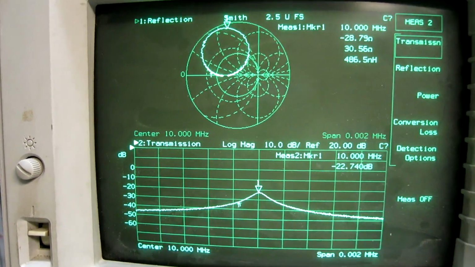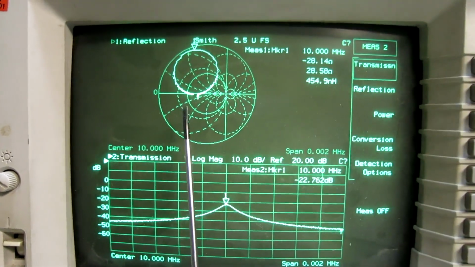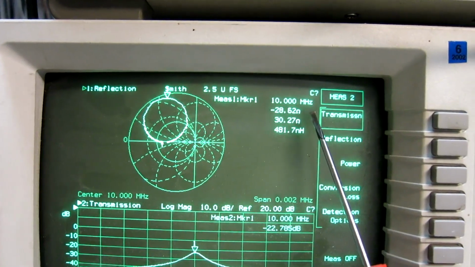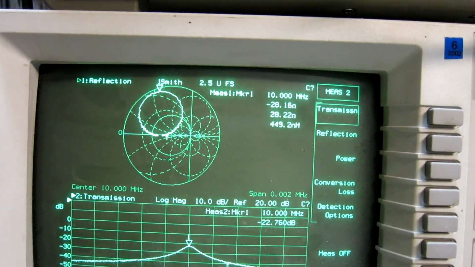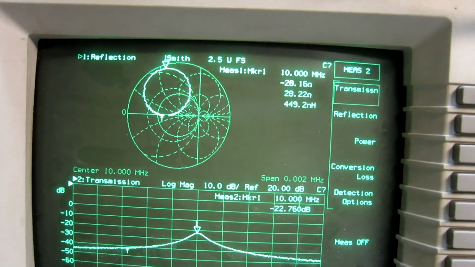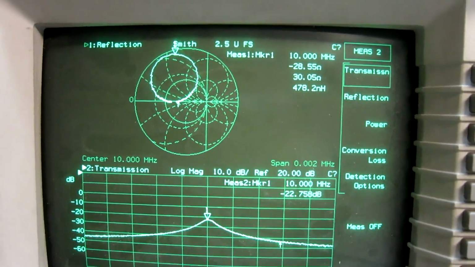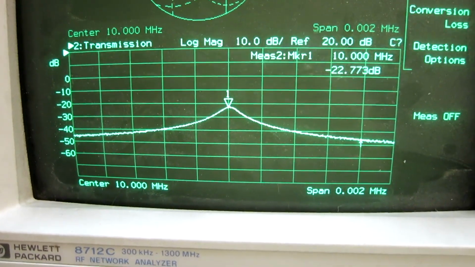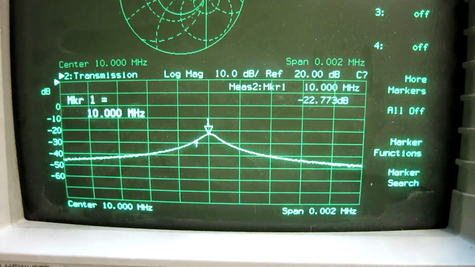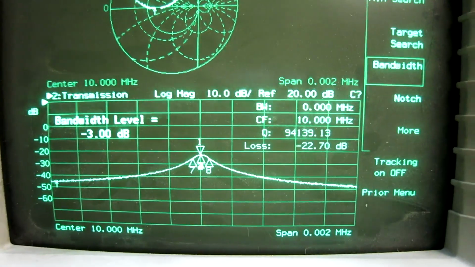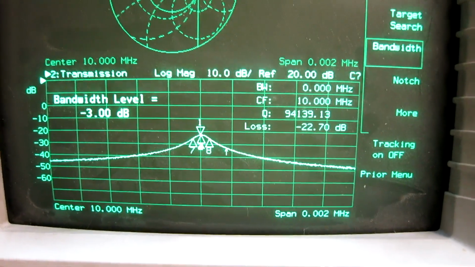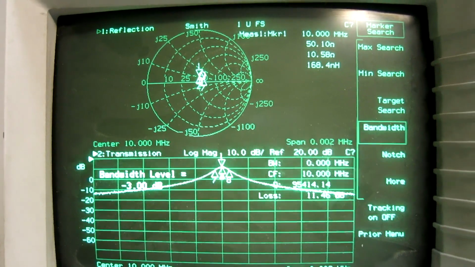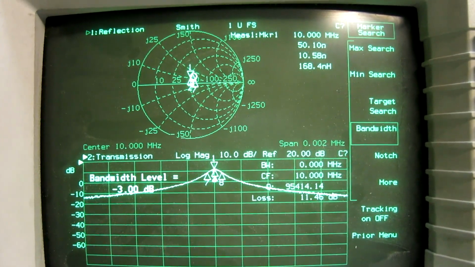Here is what I see on the network analyzer. The input impedance here is negative, minus 28 ohms. It doesn't oscillate because I am loading with the network analyzer, which is 50 ohms. The filter response that we see here shows a Q of 94,000. Now I am looking in the forward direction. The gain is 11.5 dB and Q is 95,000.